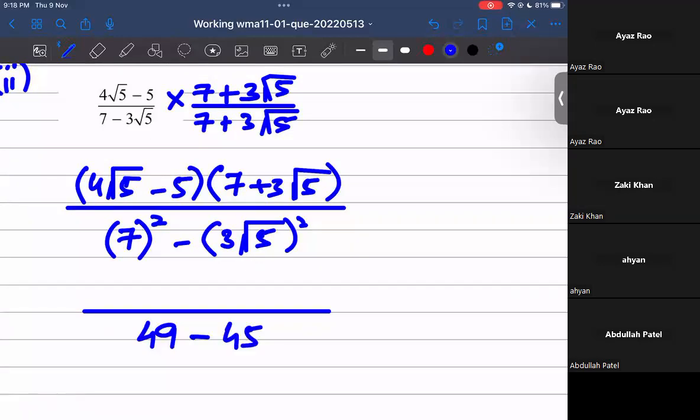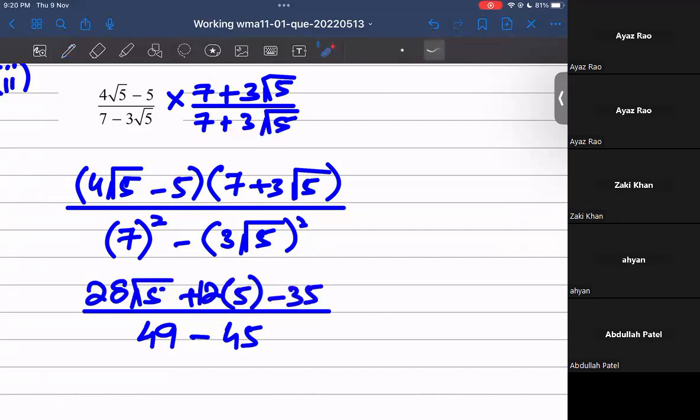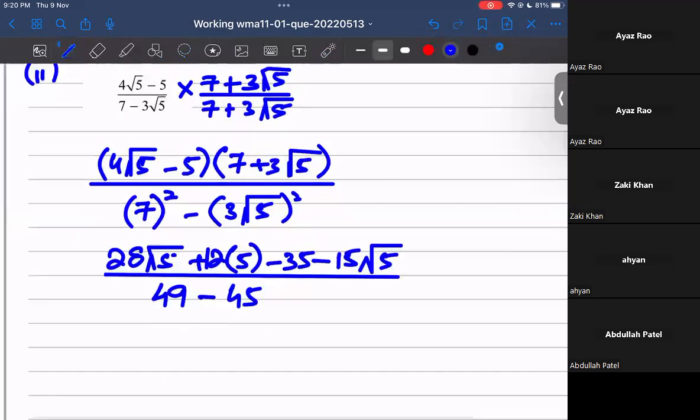I'm going to multiply these two brackets. 4 root 5 multiplied by 7, 28 root 5. 4 root 5 multiplied by 3 root 5. So 4 3s are 12. Root 5 into root 5 is 5. Minus 5 into 7, minus 35. Minus 5 into 3 root 5 is going to be minus 15 root 5. देखो बेटा 28 root 5 is going to be same.